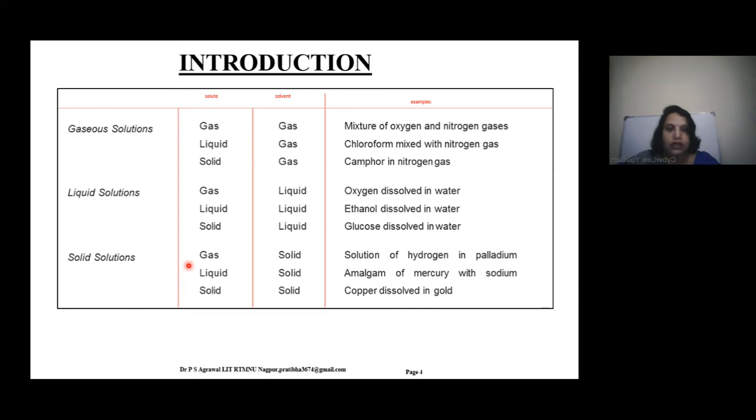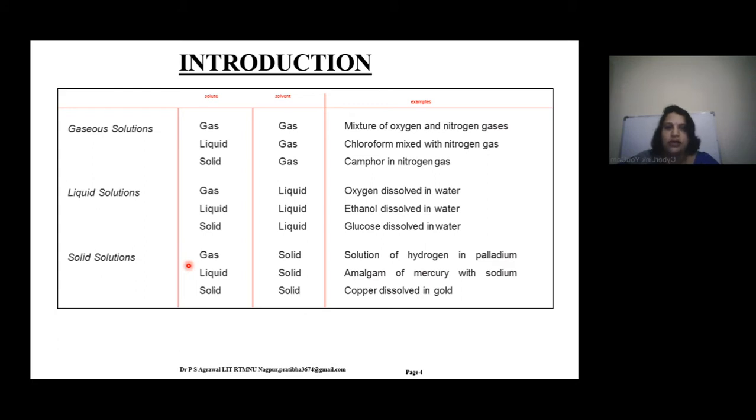Now, in this unit, we will consider mostly liquid solutions and their formation. This will be followed by studying the properties of the solutions like vapor pressure, boiling point, and all. We will begin with the types of solutions and then the various concentration units.